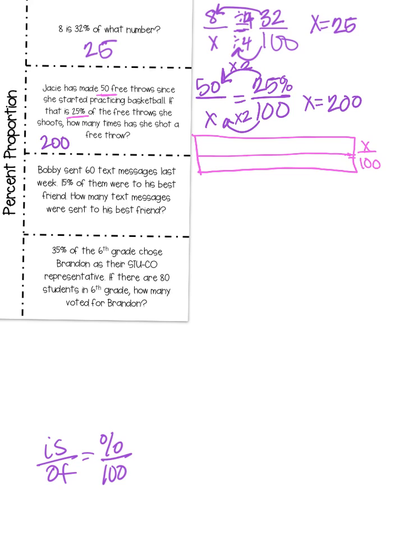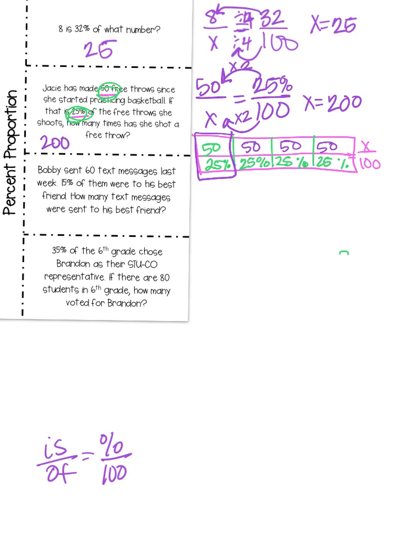Yes. Each one would be worth 25%. So that's 25%. This is 25%. This is 25%. This is 25%. Okay? And it told us right here that 25% was 50 free throws. Well, if this 25% is 50 free throws, then this is 50, this is 50, and this is 50.